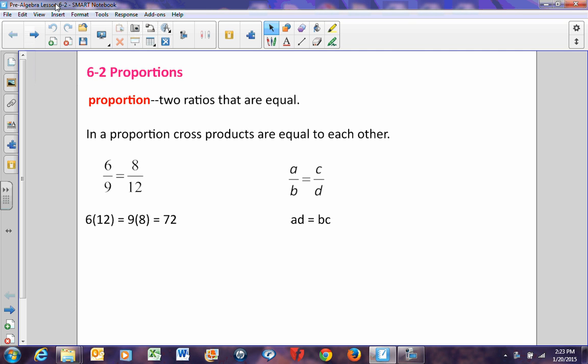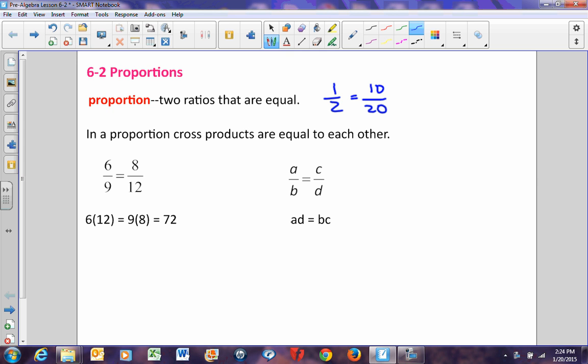Lesson 6-2, proportions. Again, make sure you write down this vocabulary word and put it in your notes so that you'll have it for future reference. A proportion is two ratios that are equal. For example, 1/2 equals 10/20. That is a proportion because 1/2 is indeed equal to 10/20.